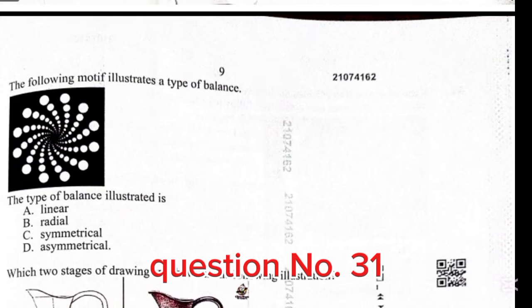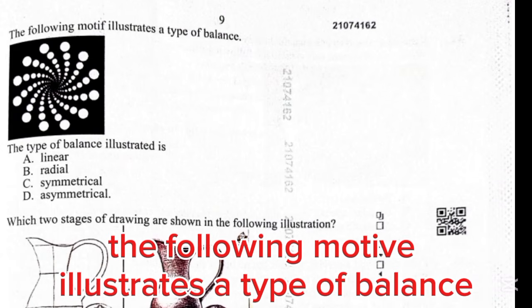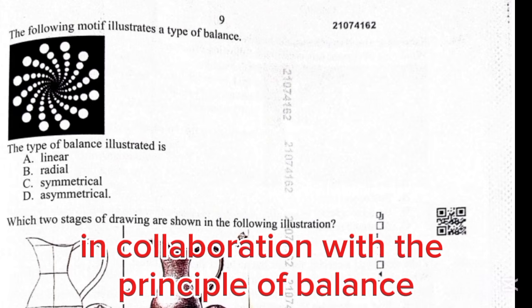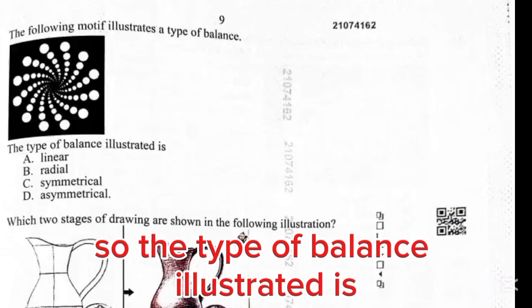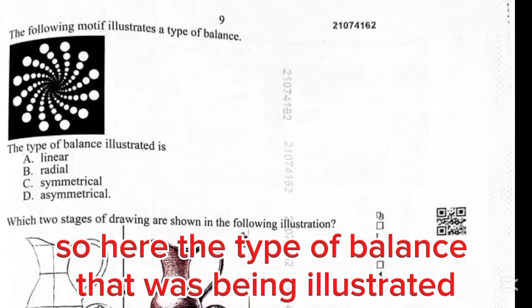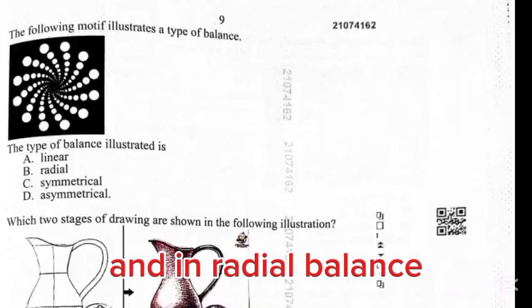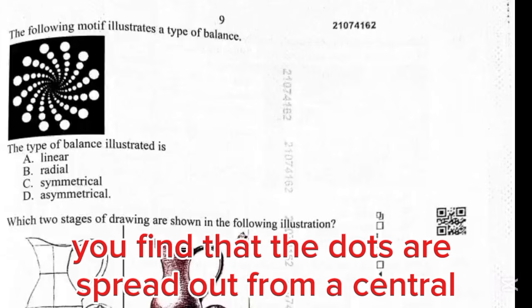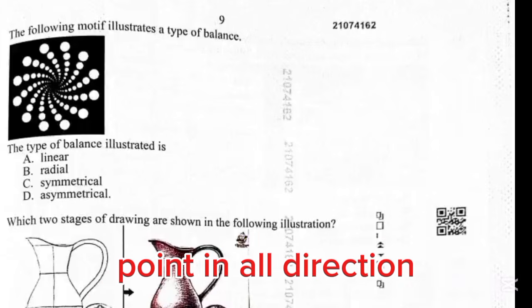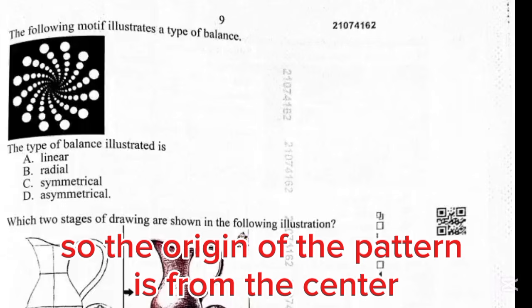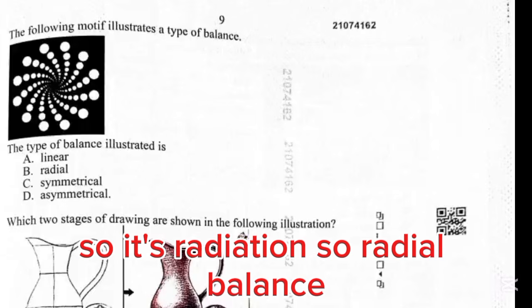Question number 31. The following motif illustrates a type of balance. So this is a motif in collaboration with the principle of balance. The type of balance that was being illustrated was radial balance, and in radial balance you find that the dots are spread out from a central point in all directions, and all parts radiate from the center. So the origin of the pattern is from the center, so it's radiation, so radial balance.